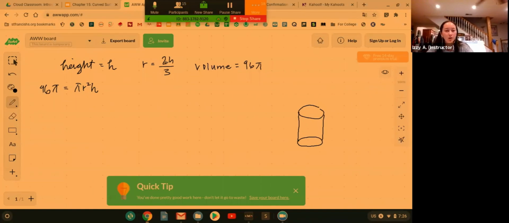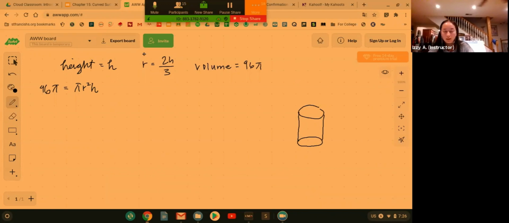We don't exactly know what the value of the radius is, but we do have this formula right here. So we're going to substitute it in. So we would get 96 pi is equal to pi times 2h over 3 squared, times the height.